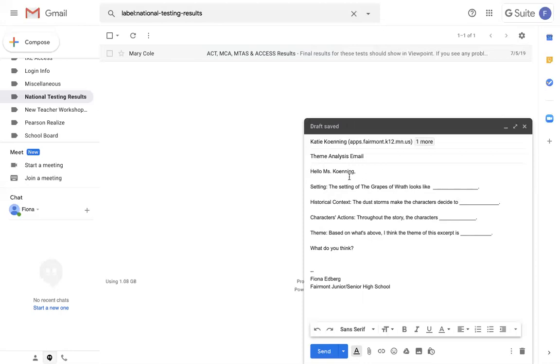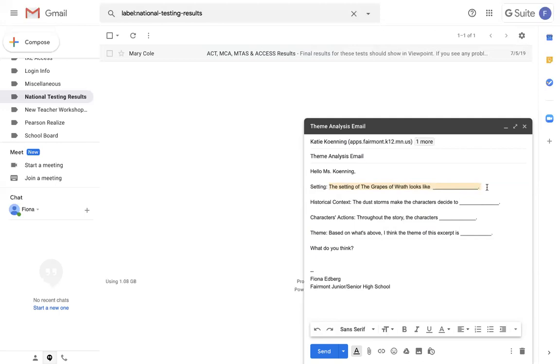Following that, you're going to tell them a few things about what you read in The Grapes of Wrath. So I want you to start by talking about the setting a little bit. Remember, setting is where the story takes place. So in this case, I have a starter sentence here for you. The setting of The Grapes of Wrath looks like blank.